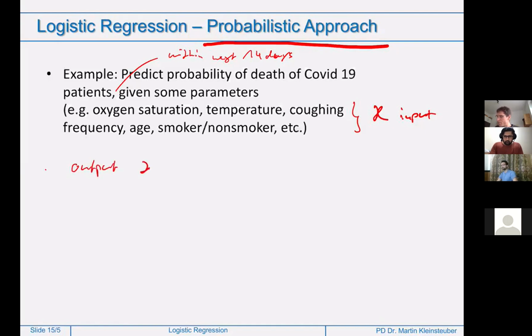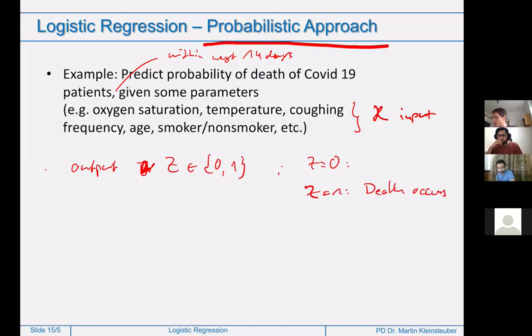Typically, up to now we had y, and we modeled it with -1 and 1. But for this approach, we will go for, I call it z, due to other reasons, with values 0 and 1. z is 1 if death occurs, and 0 if the patient survived. This is our output variable.